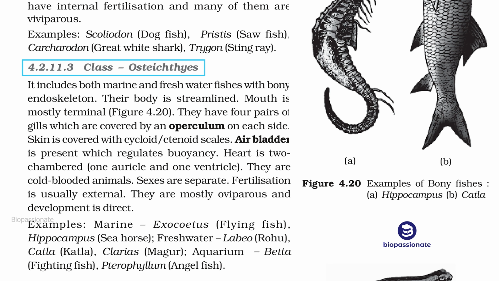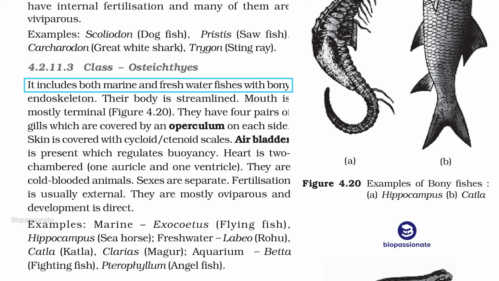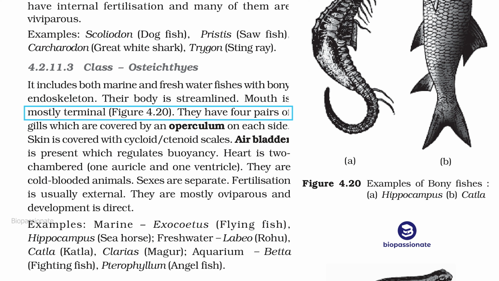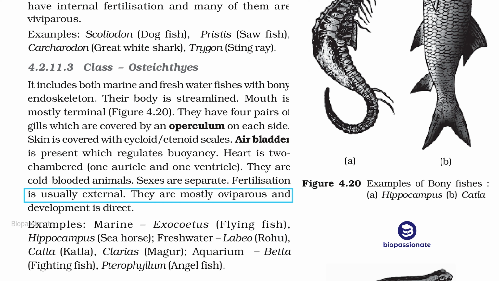4.2.11.3. Class Osteichthyes. It includes both marine and freshwater fishes with bony endoskeleton. Their body is streamlined. Mouth is mostly terminal. Figure 4.20. They have four pairs of gills which are covered by an operculum on each side. Skin is covered with cycloid or ctenoid scales. Air bladder is present, which regulates buoyancy. Heart is two-chambered, one auricle and one ventricle. They are cold-blooded animals. Sexes are separate. Fertilization is usually external. They are mostly oviparous, and development is direct.